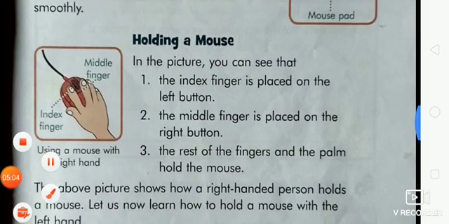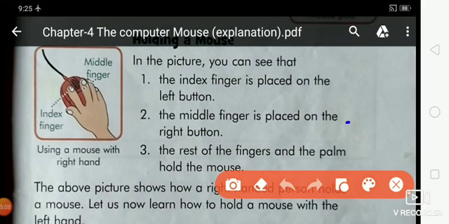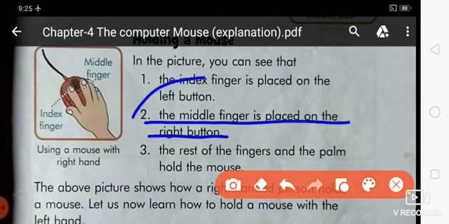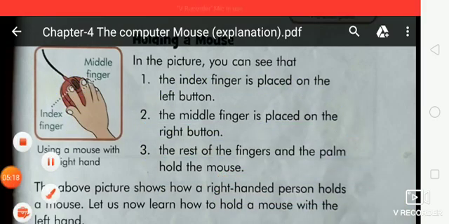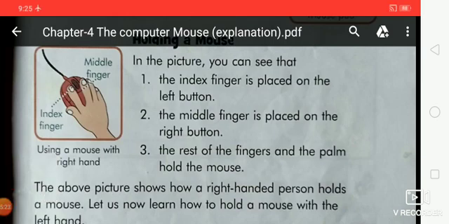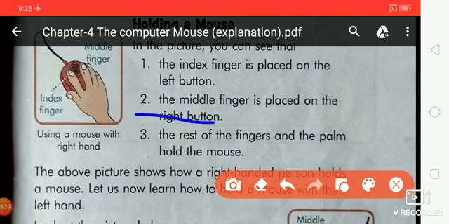The middle finger is placed on the right button, okay. This is the right button of the mouse and this is the left button of the mouse, okay. So your index finger should be placed on the left button and your middle finger should be placed on the right button of the mouse.